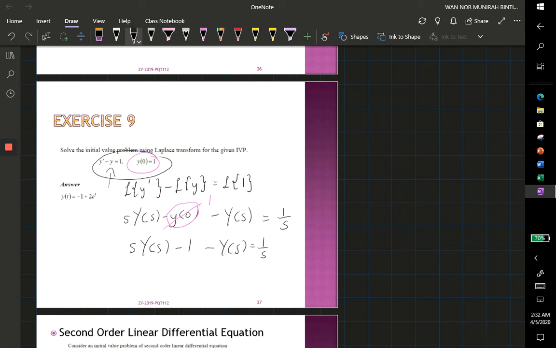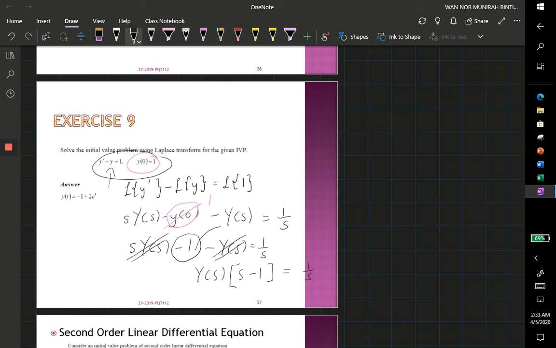The next step is we want to keep only Y(s) on the left. The other things you need to bring to the right hand side. So what I need to do here is factorize my Y(s) first. So I have (s minus 1) times Y(s) equals 1 over s. And do not forget here you have minus s, minus 1.